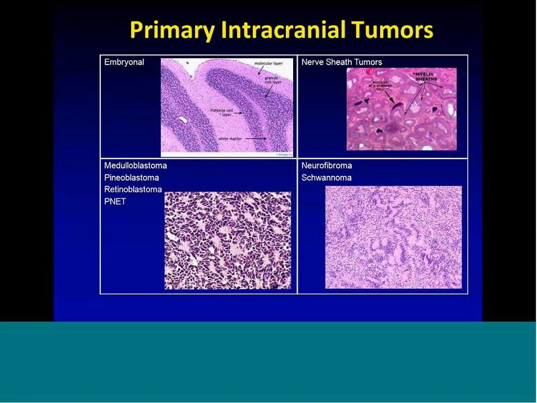So again, this is an example of the normal granular layer in the cerebellum. And this is what it looks like when people develop a medulloblastoma, or pinealoblastoma, or retinoblastoma, any of the primitive neuroectodermal tumors. And then finally, there's myelin pathology leading to the neurofibromas or schwannomas.